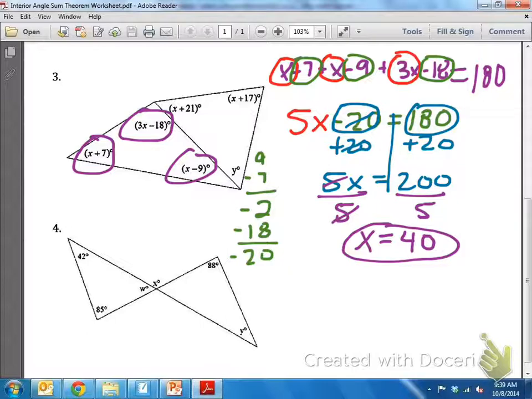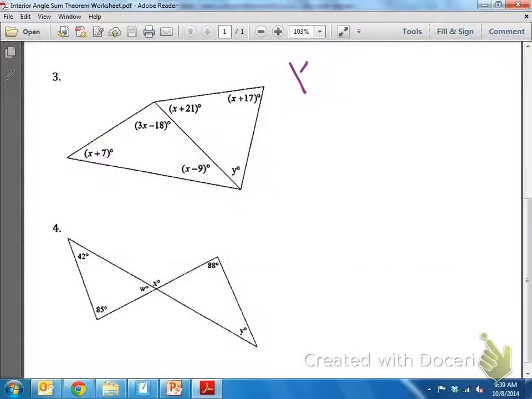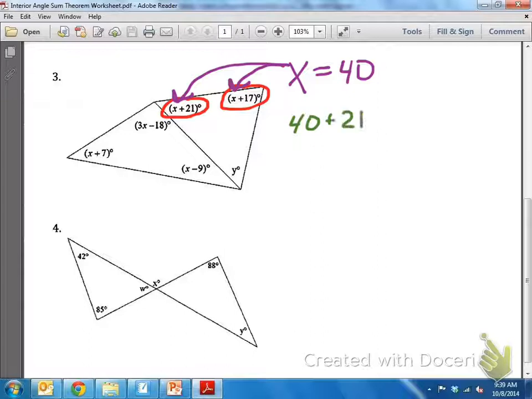So that means x equals 40 in my problem, but notice how there's another variable down there. I have variable y down here, so I have to take care of that now. Okay, but let's take a look at that other triangle here. In this other triangle, we know that x equals 40, so look at the two angles on the top: x plus 21 and x plus 17. They both have an x in them. We already know what x equals, so let's just plug x into both. So I have 40 plus 21, which equals 61, and 40 plus 17, which will equal 57.